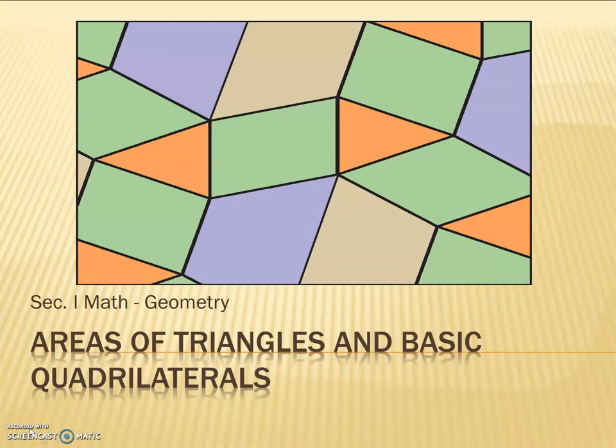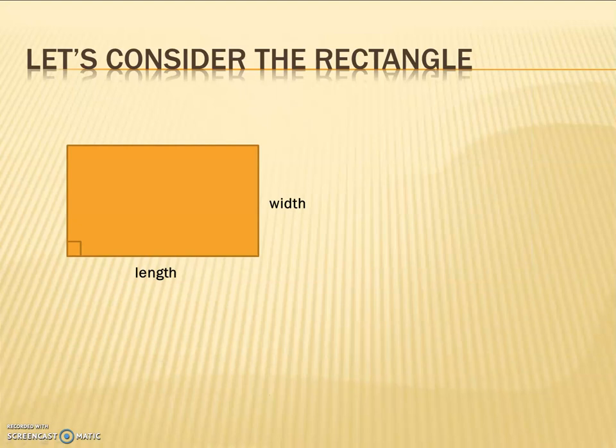Hi everybody. Today we're going to take a look at areas of triangles and basic quadrilaterals. We're going to talk a little bit about the perimeter also, just for some of the basic shapes. So let's begin with something we should all be familiar with, and that is the rectangle.